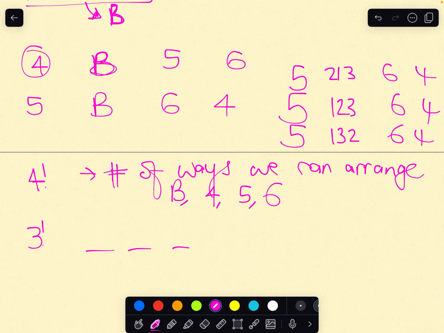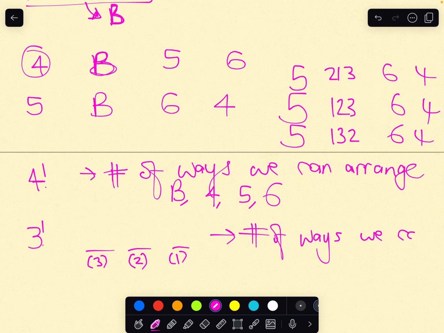Because we now have 3 slots. For the first slot, you have 3 options. It could be dress 1, dress 2, or dress 3. Then for the next slot, you have 2 options left, whichever 2 dresses weren't chosen. And then for the last slot, you have one option left. So this is the number of ways we can arrange 1, 2, 3 inside B.